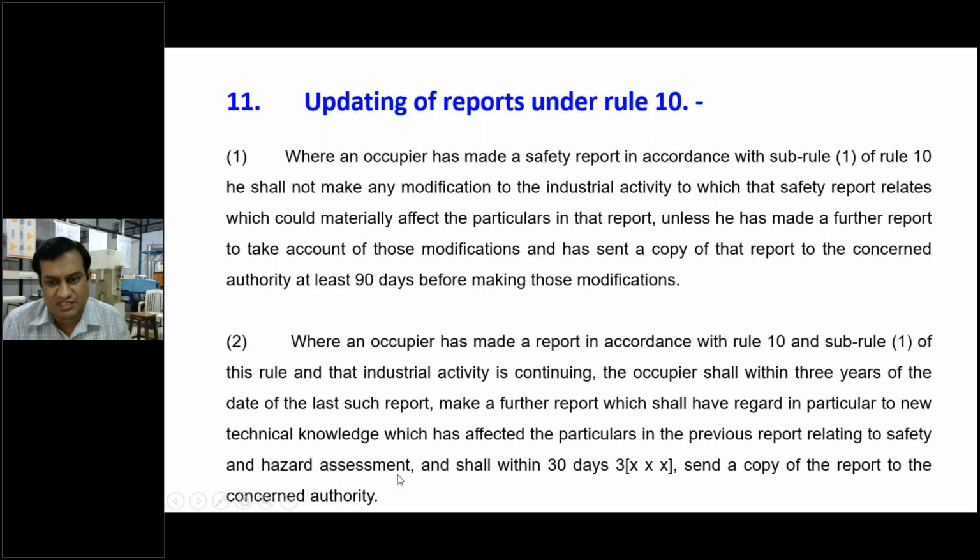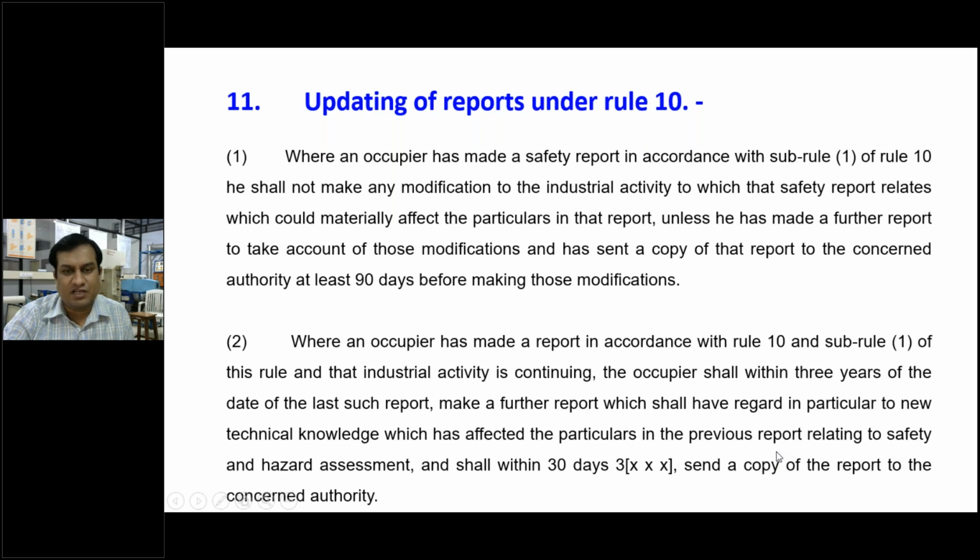So if some modification is there, if some changes or corrections are required, if some suggestions and valid requirements are there in the industrial activity, then you can change, modify, rectify as per the valid suggestions, but that should again be made as changes in that safety report, and that safety report should be submitted to the concerned authority within the 3 years of time span, and shall within 30 days send a copy of the report to the concerned authority.